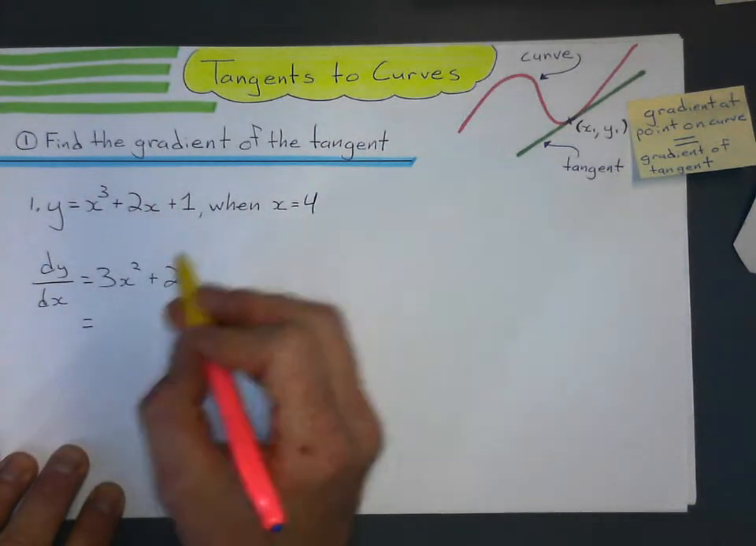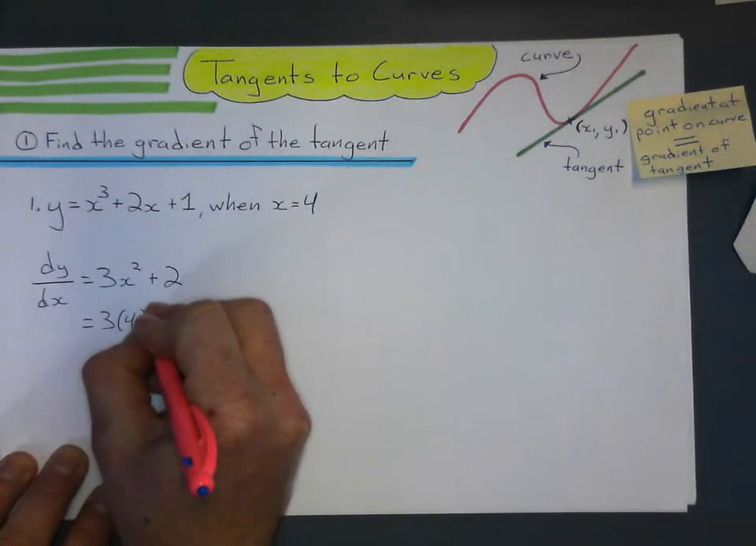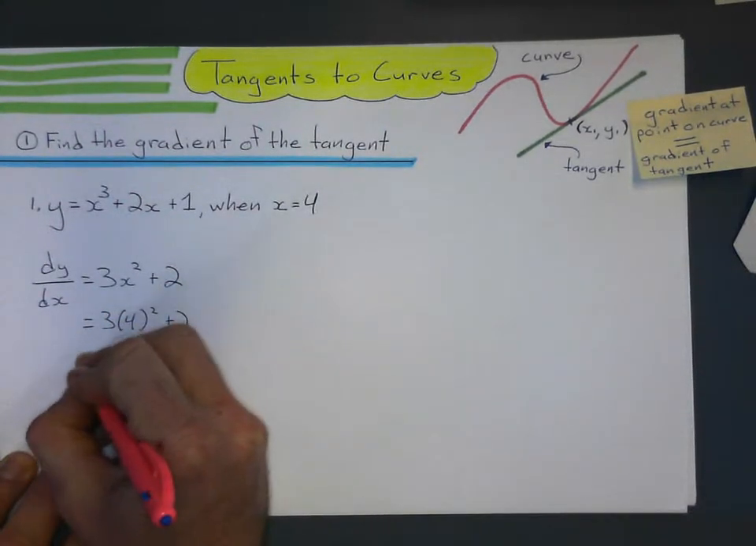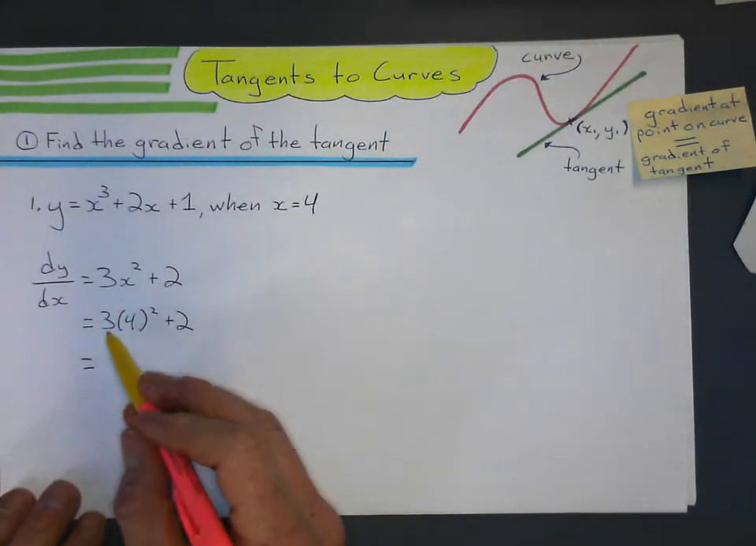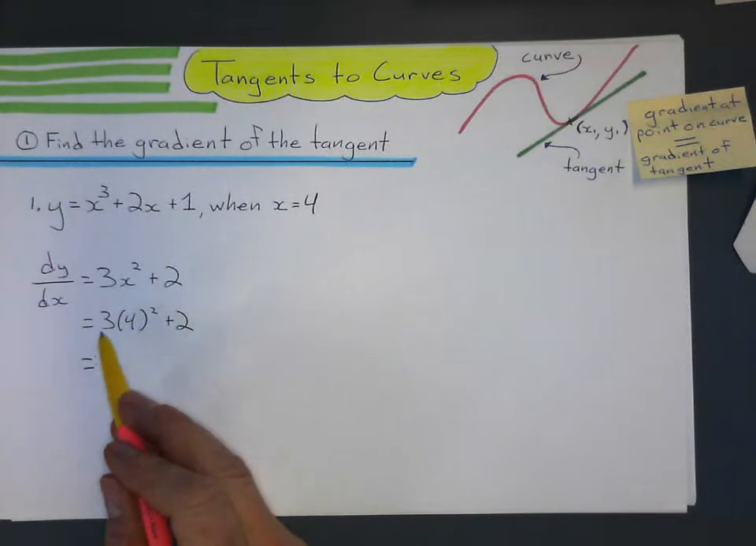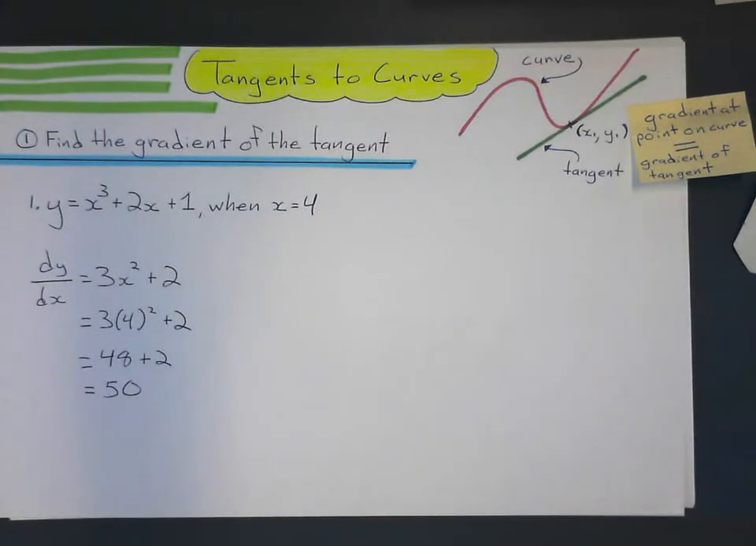I substitute 4 for x. And this would be done on the calculator, or not. 4 squared is 16, 16 times 3, and 48 plus 2 equals 50. Pretty steep gradient.